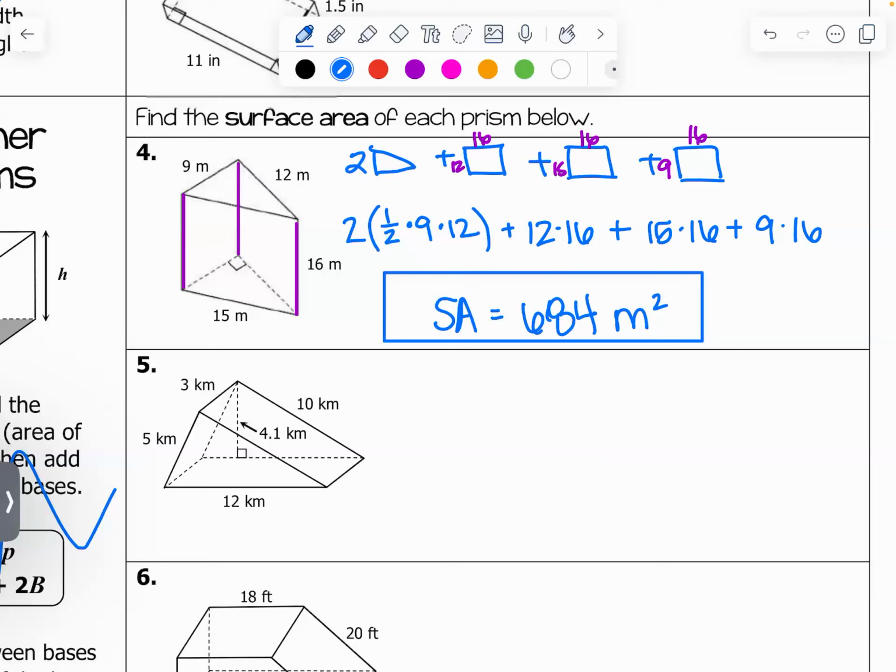Nine, 10, 16 is not 145. Is it? Yeah, it is. Oh, that's it. We had a little dyslexia happening there. All right, I would like you and your elbow partner to work through number 5. I want to see what you can get for number 5. Ready, set, go.